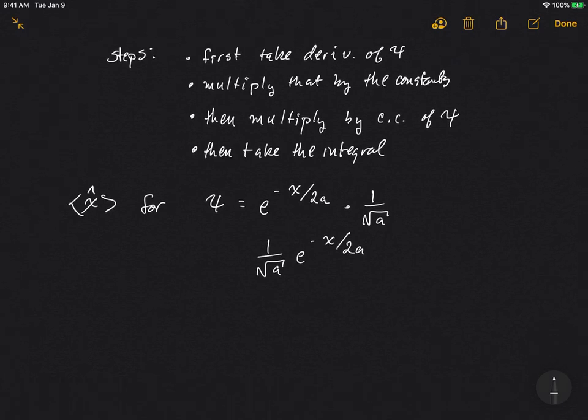And this would only have a value in the range where x ranges from 0 to infinity. Okay, so we have a wave function that starts at 0. It has no value below 0, and it goes to infinity. So that defines our space as ranging from 0 to infinity.